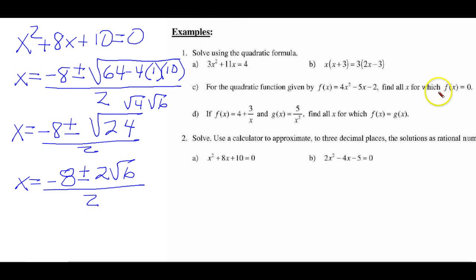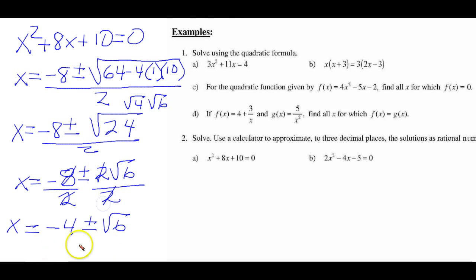Now here's a case where you can separate this, and you can put the 2 under there and the 2 under there. So this now becomes x equals negative 4 plus or minus the square root of 6. So these cancel out, giving you the negative 4. These cancel out, giving you that.